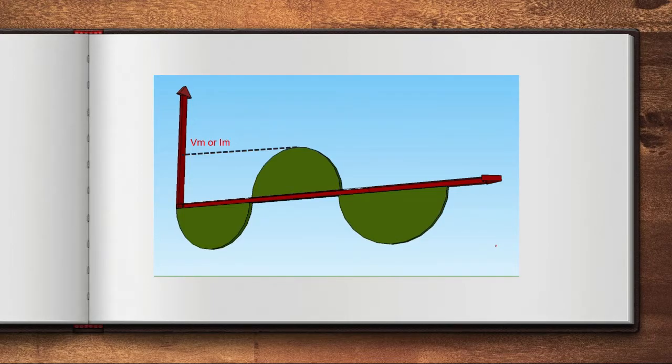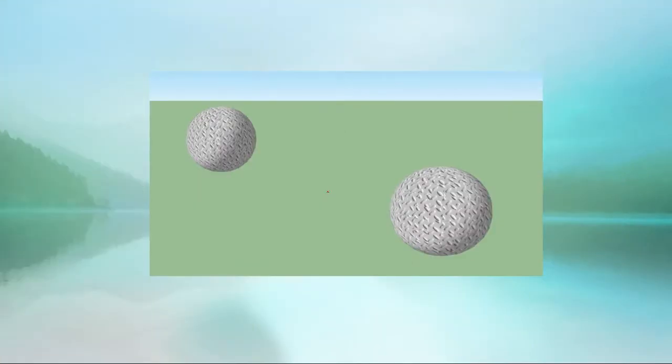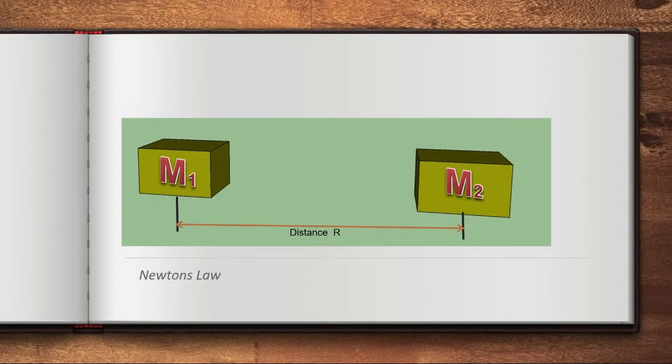But in field theory, we don't consider voltage and current. First part of this unit is based on Coulomb's law, and Coulomb's law is based on Newton's law of motion. So let us discuss how it is derived from Newton's law. This law of this unit is called Coulomb's law, which is based on Newton's law.